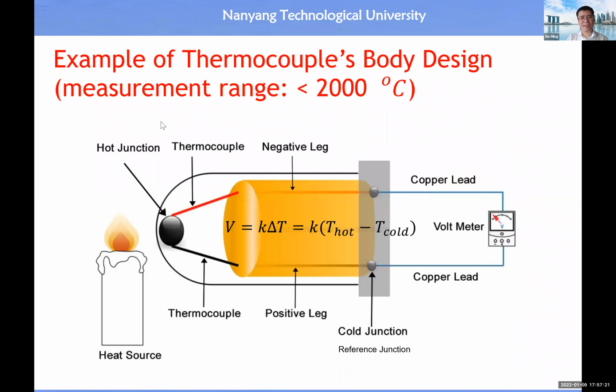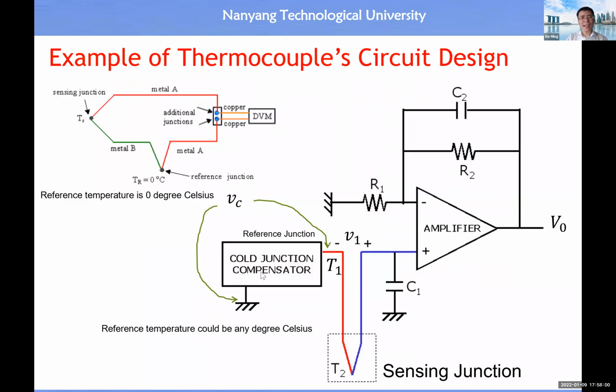Here I just show you an example of the thermocouple's body design. You will see we have an external casing, and then we have a hot junction, which is the sensing junction. Then we also have a reference junction. It could be a reference for 0 temperature. In case it has not reached 0 temperature, we can calibrate it to have a reference at any specific value. The output voltage is proportional to the temperature difference between the hot junction and the cold junction.